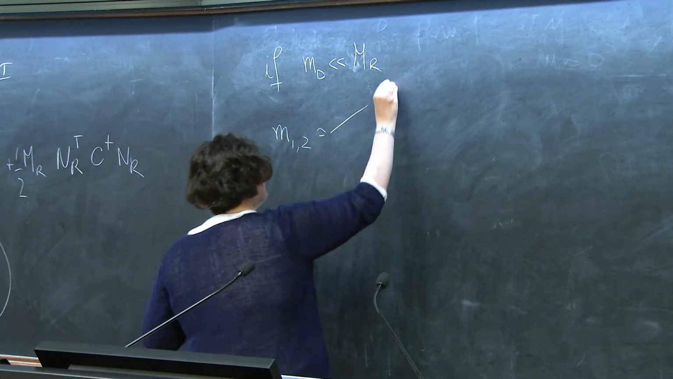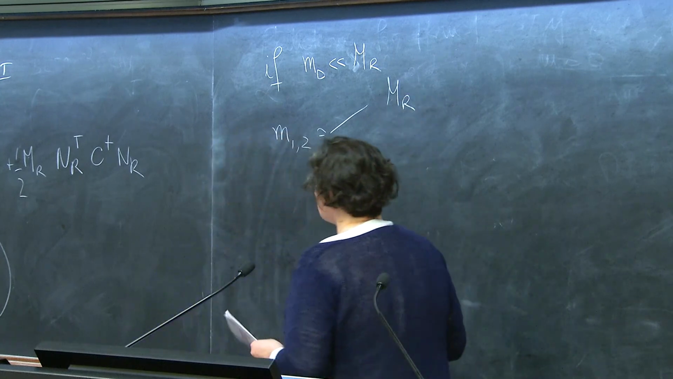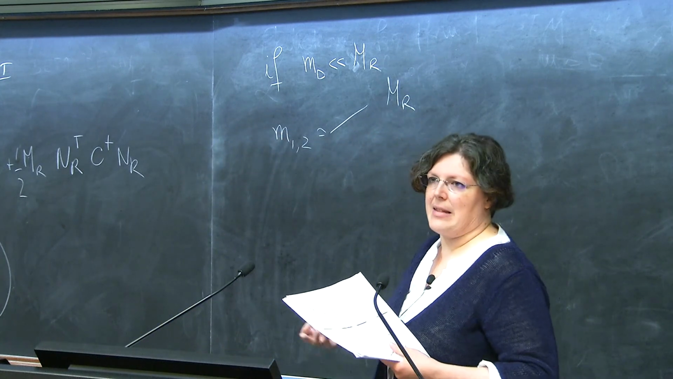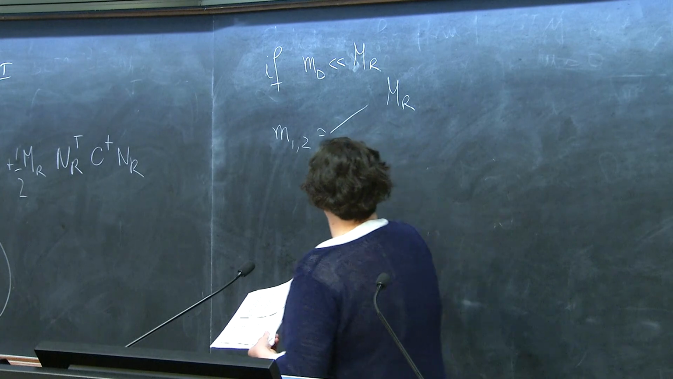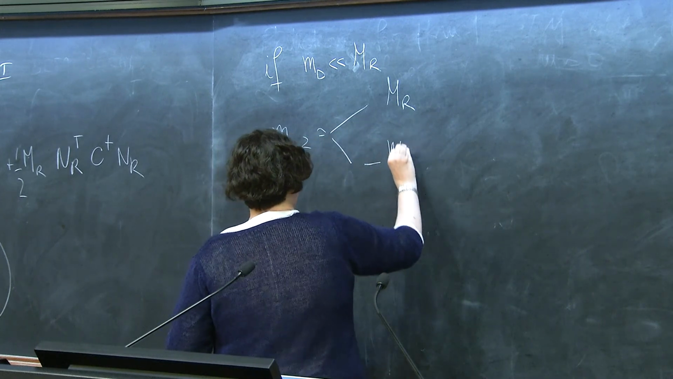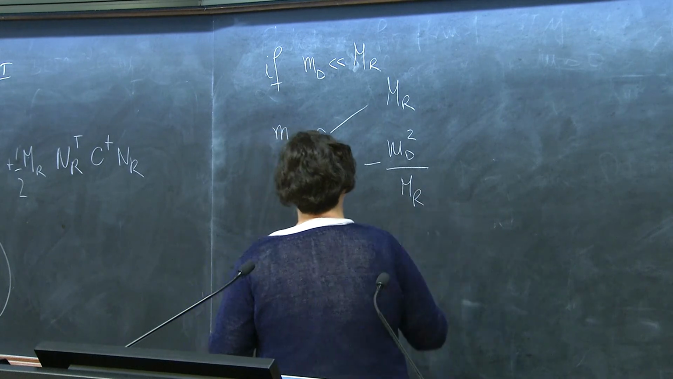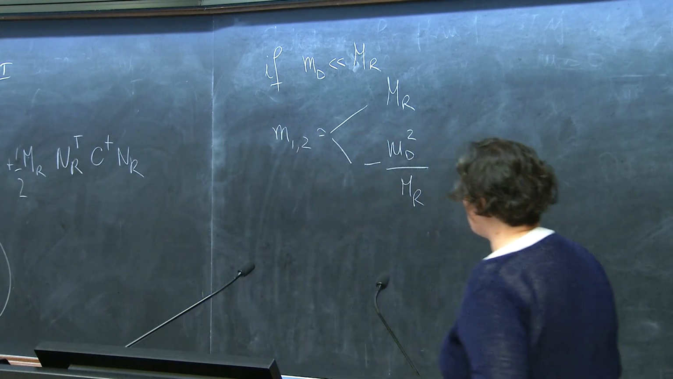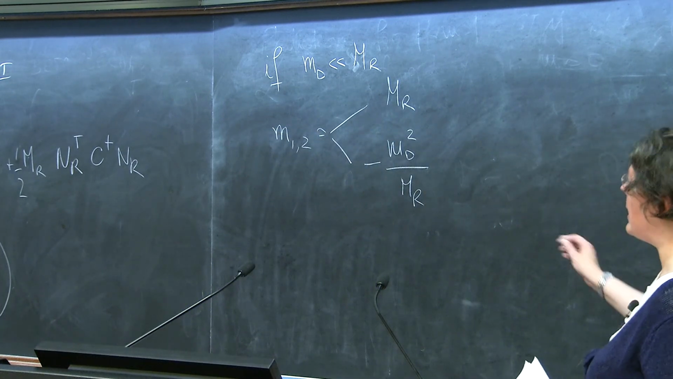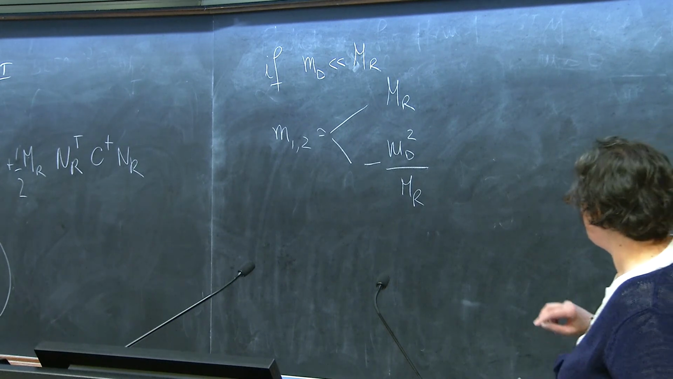I will have one which is basically MR. So the heavy particle doesn't really get affected, it remains very heavy. The other one instead, the mass is given by minus MD squared divided by MR. You can do this, just the diagonalization of a 2 by 2 matrix, in this case in just one generation.